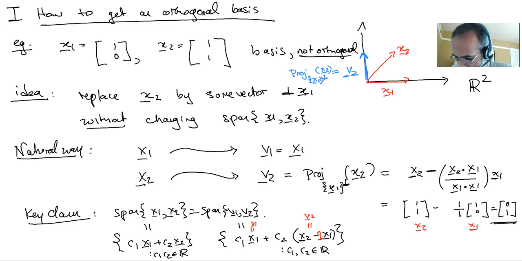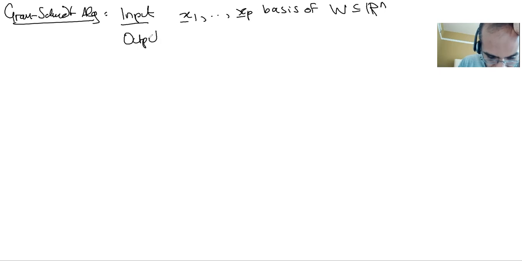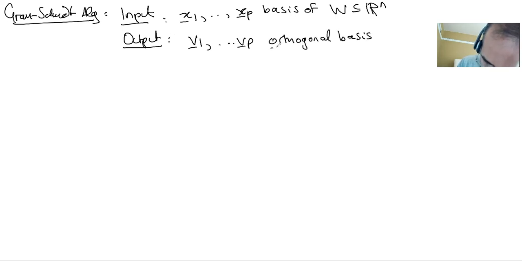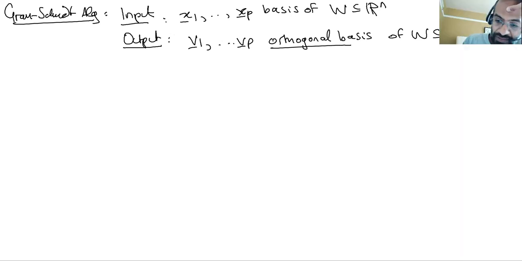Mm-hmm. So let me tell you the general algorithm and then it'll hopefully make more sense. So the general algorithm is the following. This is called the Gram-Schmidt algorithm. The input to the algorithm is a basis of a subspace, x1 through xp, a basis of a subspace W in Rn. It may not be orthogonal. The output is an orthogonal basis of the same subspace W. So let's call it v1 through vp. Okay. And what's the algorithm?